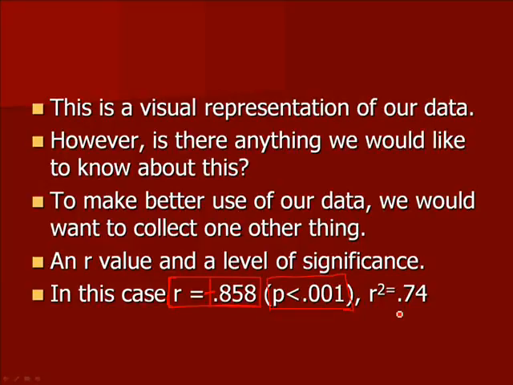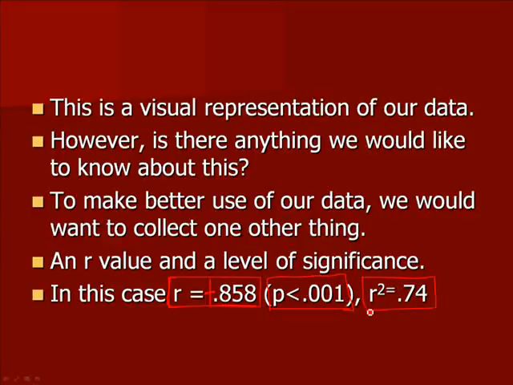The other number that you'll see sometimes is this R squared. This is called explained variance. Well, if we look at this number over here, if the best we could have is a 1, that means there's something we don't know about this relationship. So one of the things I ask is, to make better use of our data, we want to collect information on one other thing. Well, there's more information there we'd like to keep track of.